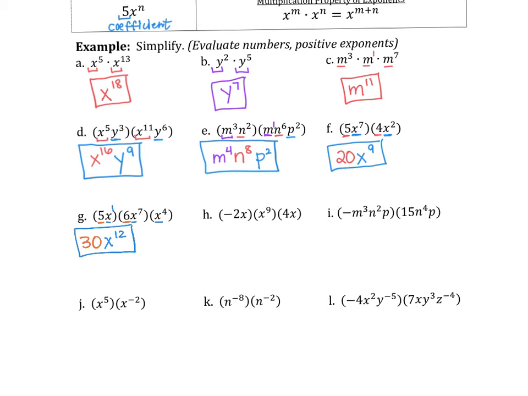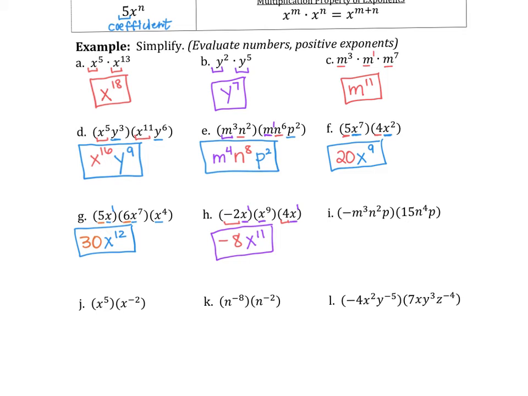Okay, for h, negative 2x times x to the 9th times 4x. I see there's a coefficient, so I'm going to go ahead and check and see if there's anything to multiply. So I have negative 2 times 4. Negative 2 times 4 is negative 8. Now I'm going to go ahead and look at the bases. I have an x. I'll put a 1 on that. X to the 9th and another x, which is like having a 1. You don't have to write the 1, just remember it's there. So I have x to the 1 plus 9 is 10. 10 plus 1, 11. This is my final answer.